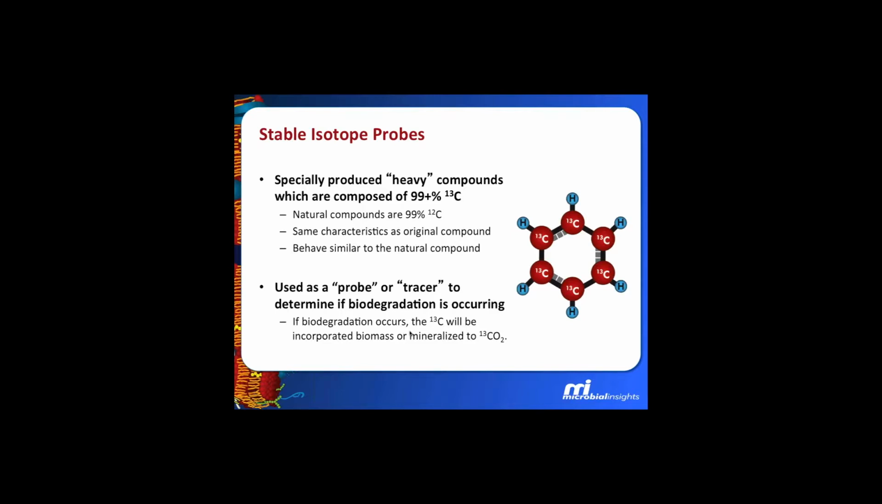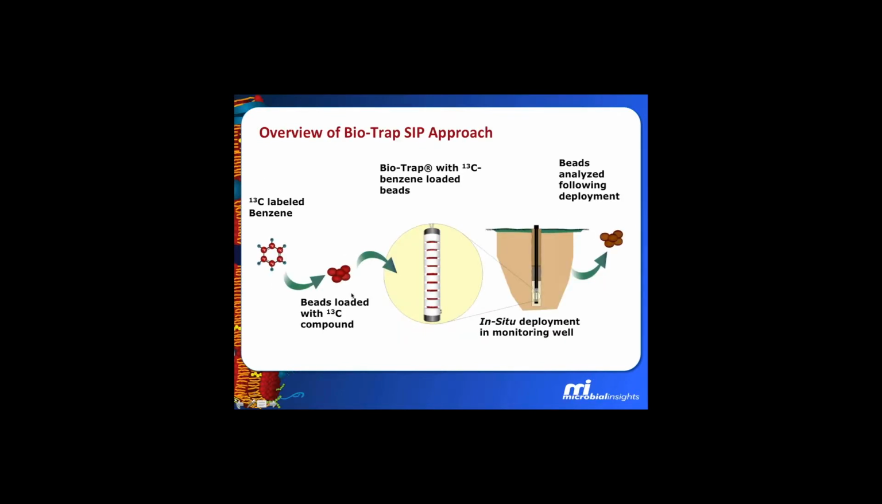So the way that this works is we would take our 13 carbon compound that was synthesized for us and load that onto the BioTrap samplers. I'm going to touch on those briefly, and then Kerry's probably going to go a lot more in depth because the beads in these BioTrap samplers are the real key to the BioTrap. It's called a Bio-Sep bead. We're going to load our compound onto these beads, put them into a PVC housing, put them in the monitoring well for a period of 30 to 60 days, and then do some analysis after.